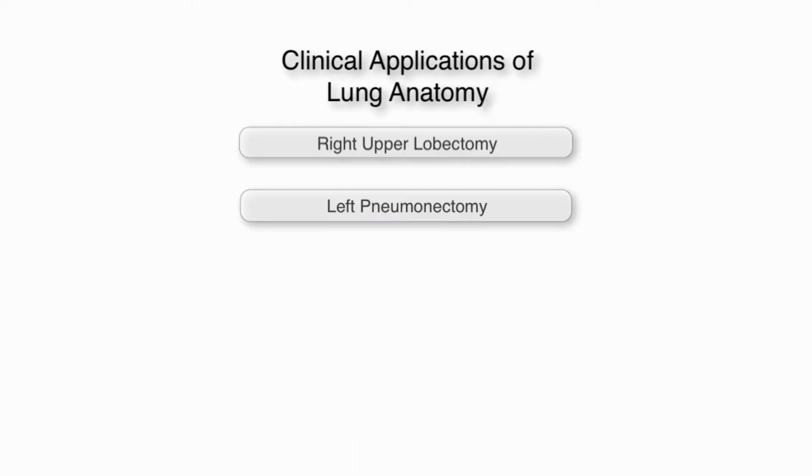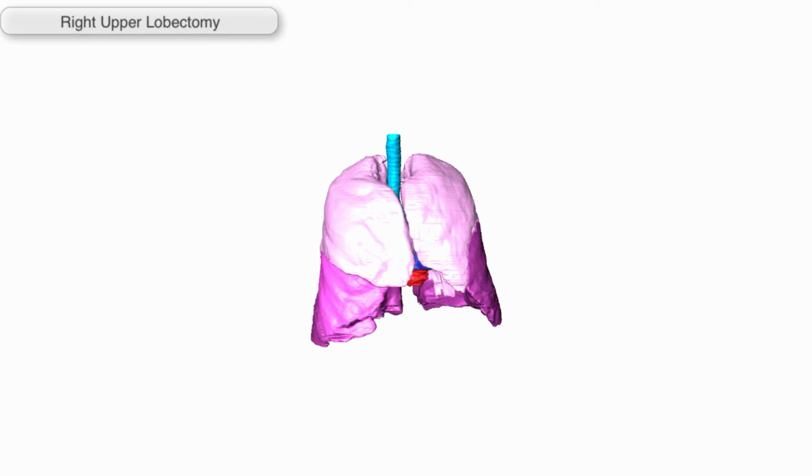That concludes the first portion of this video. We will now look at how these vessels become important in cardiothoracic surgery. The two procedures we will explore in this video are a right upper lobectomy and a left pneumonectomy. The indications for performing a right upper lobectomy could include a pancreas tumor, tuberculosis, lung abscess, and emphysema.